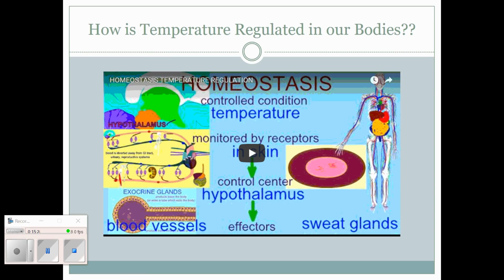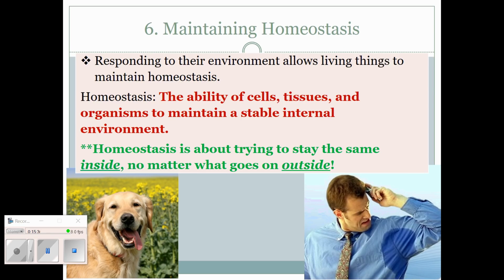Number 6, maintaining homeostasis. Homeostasis is the ability of our cells and tissues and organisms to maintain a stable environment regardless of what's going on the outside. So one of the things that we consider to be homeostatic is our internal body temperature, because you don't even think about trying to maintain it, your body just does it.